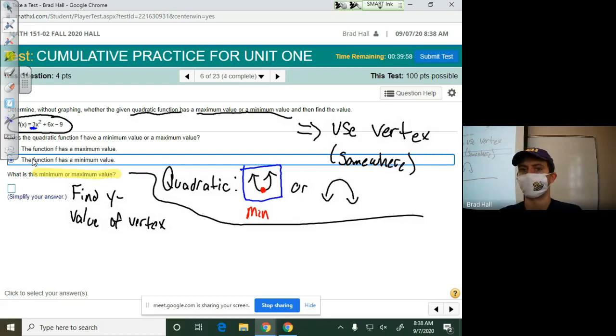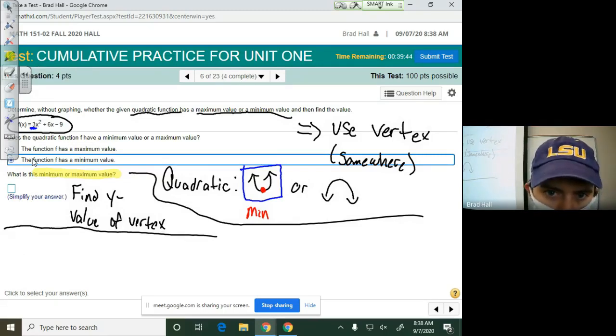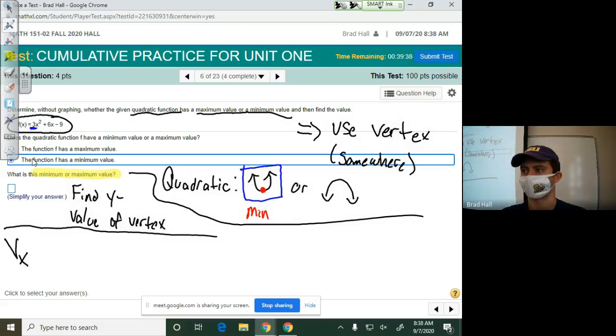So in order to find the y value of the vertex, as I explained in that video, we have to start off by finding the x value of the vertex. In the video, I do call it v with a little x next to it, which just means the x value of the vertex, so I don't have to write out x value of vertex every time. And it's got one little formula to it: negative b over 2a.